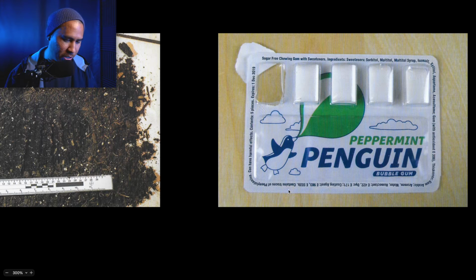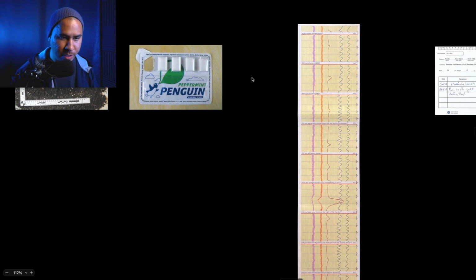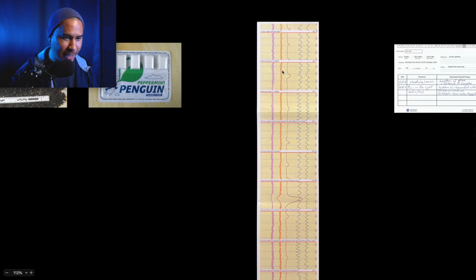All right. Coating agent E903, E553B. Contains traces of phenylalanine. Can have harmful effects. Noted. Let's move on. Next, we have this really long lie detector chart.